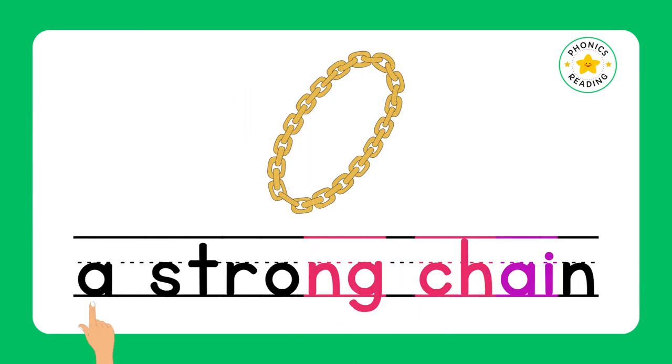A st, r, o, strong. NG is a digraph. Ch, a, n, chain. How many digraphs are there in chain? Ch and ai. Yes, you are right. A strong chain.